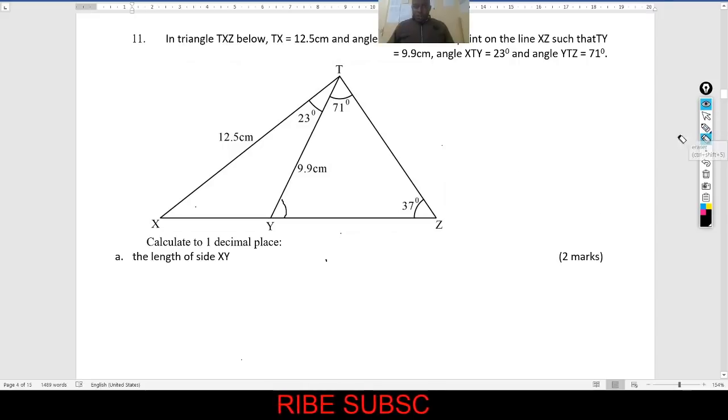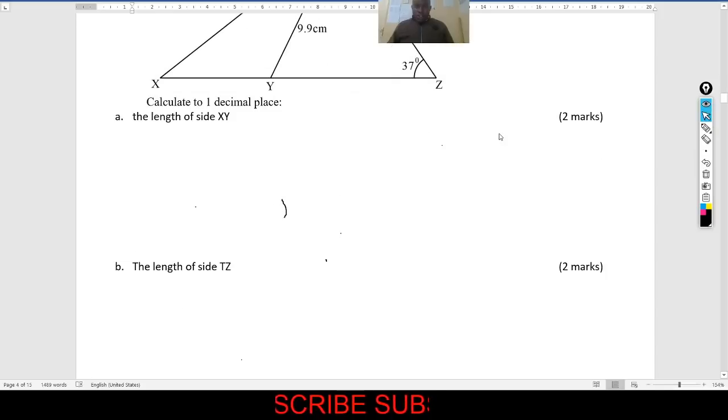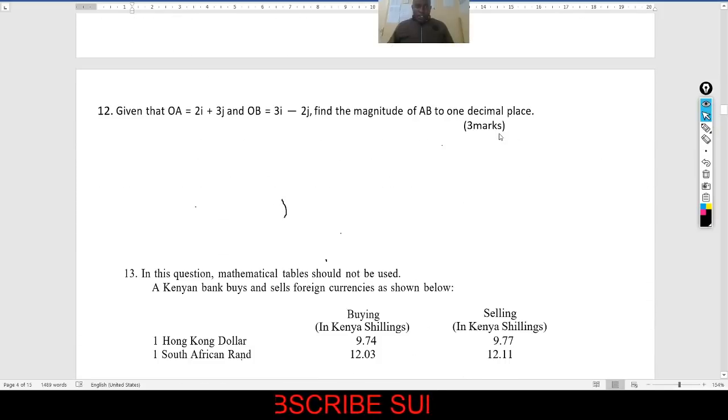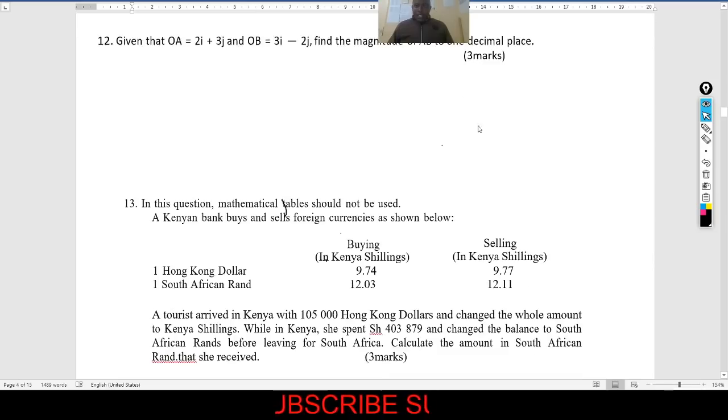Question number 12. Now we move to the next question, number 12. Given that OA is 2i plus 3j and OB is 3i minus 2j, find the magnitude of AB.